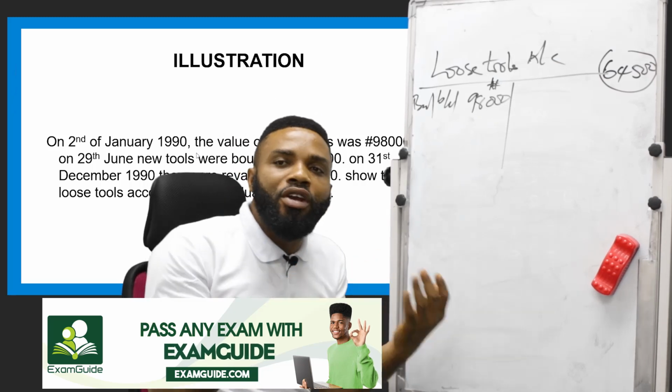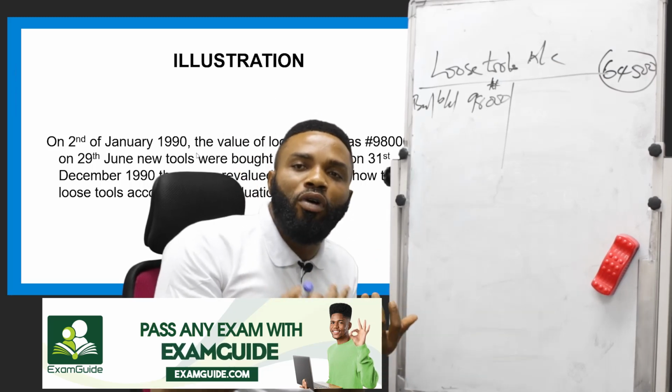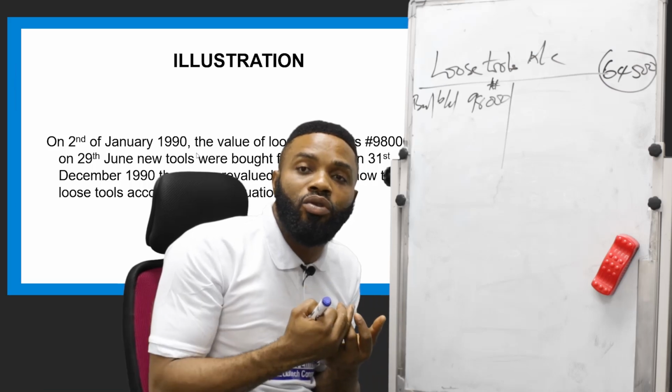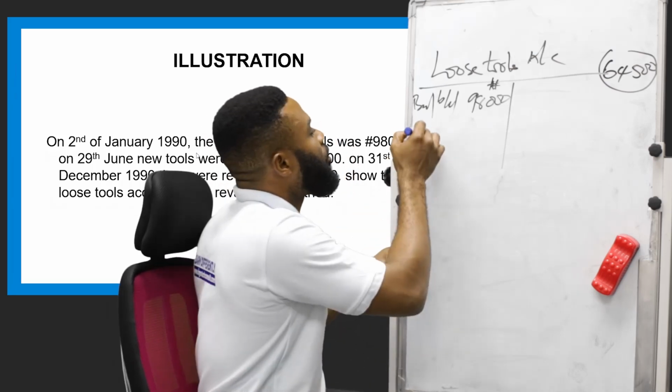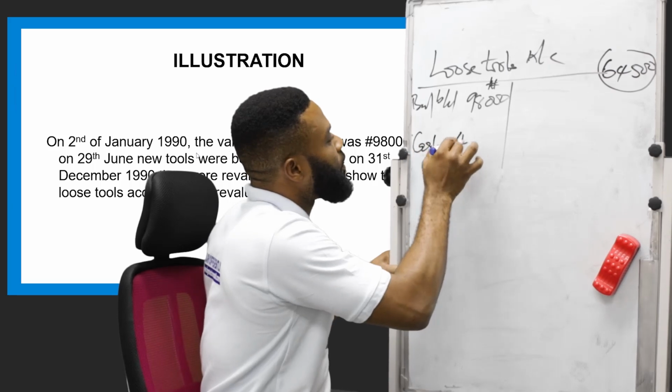And then in the period, we bought another loose tools for 45,000. You come here, you write your cash, 45,000.